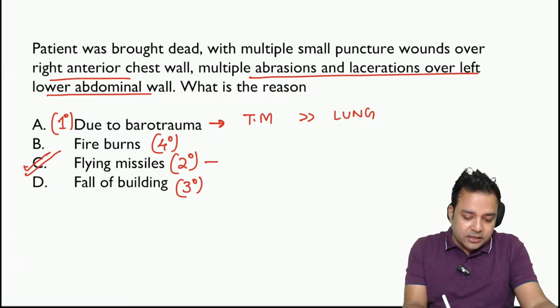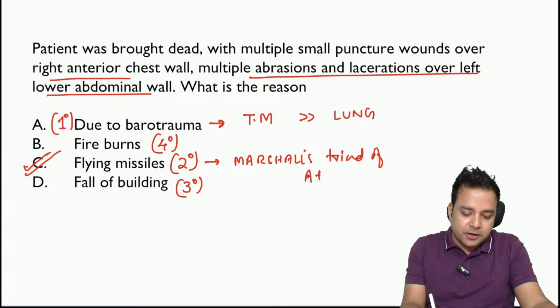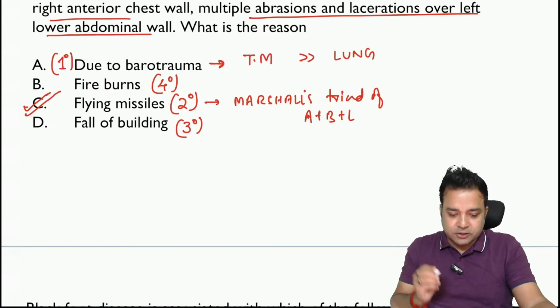Flying missile will lead to Marshall's triad of abrasions, bruise and lacerations. Abrasion, bruise and laceration. Next one.